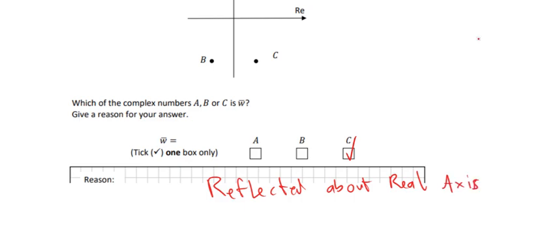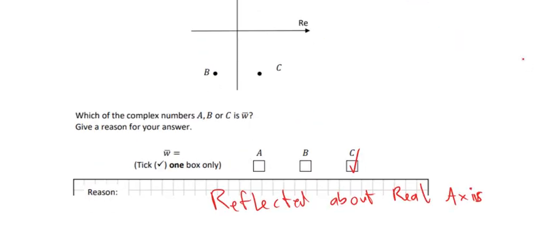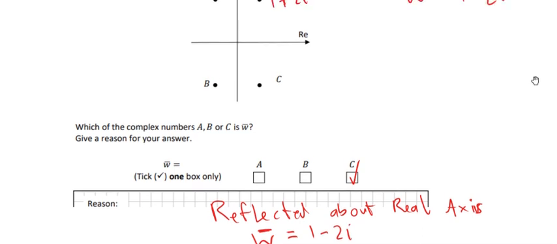That might be the actual one that they want, but what you could say is what I wrote up there, that w conjugate is equal to 1 minus 2i. That's showing that you know what it is, and you have the right answer there as well. So that's all for that question.